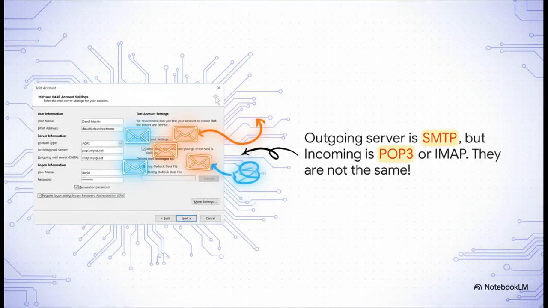And look, here's the proof right here in a typical email setup screen. See that? The outgoing server is SMTP. The incoming server is either POP3 or IMAP.